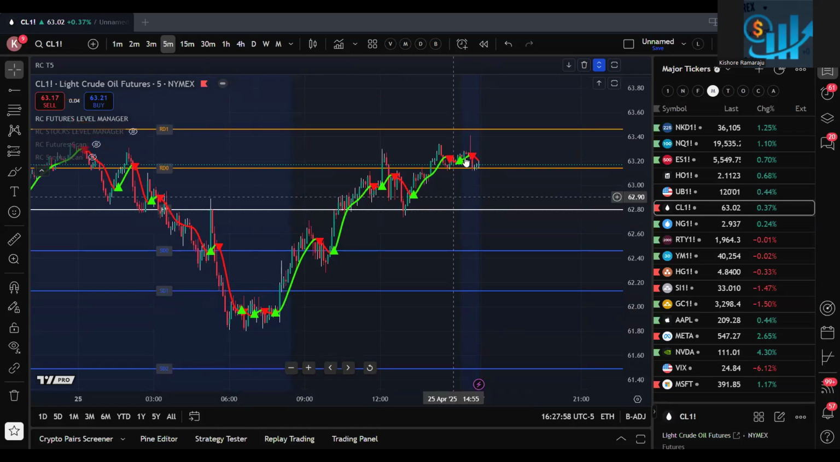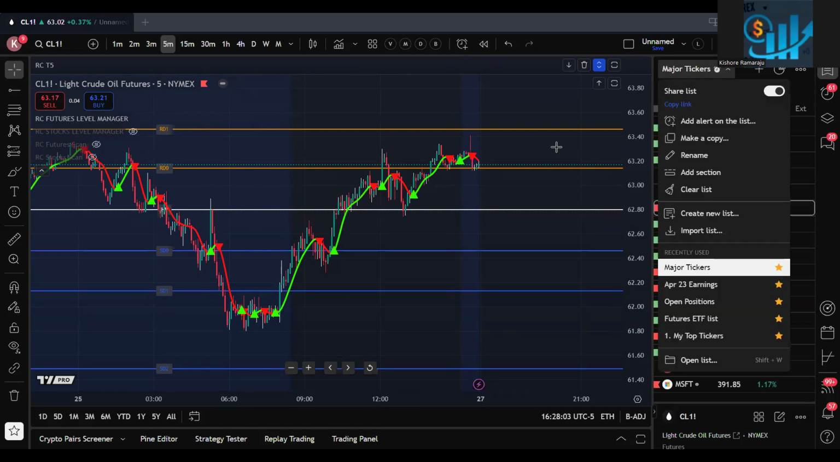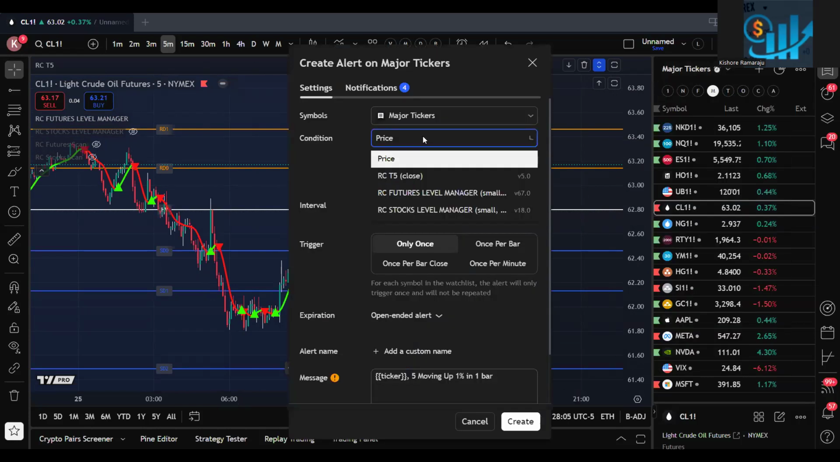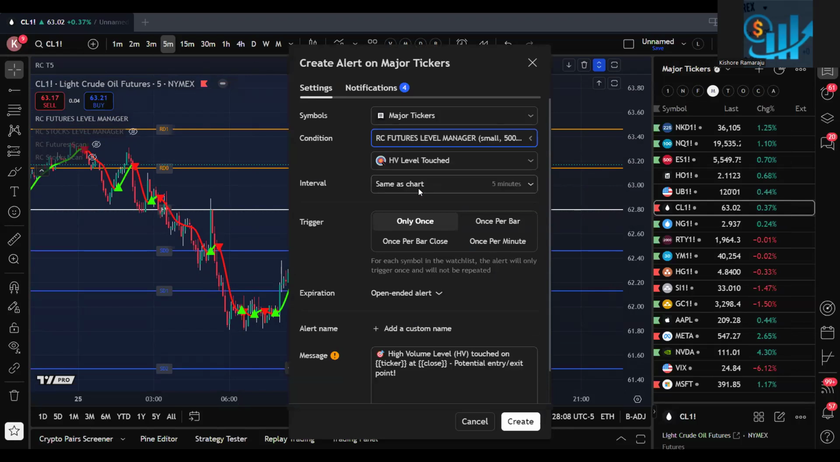Then if I want to know whenever price goes to a high volume area, because that is the area where it will either drop or bounce back, right? Because that high volume area is where there are a lot of buyers and sellers. If buyers are more, they will take the price up. If sellers are more at that area, they will bring the price all the way down to support zero, support one, like that.